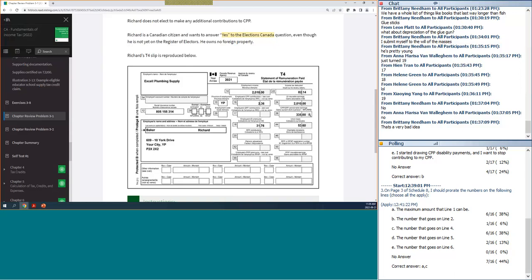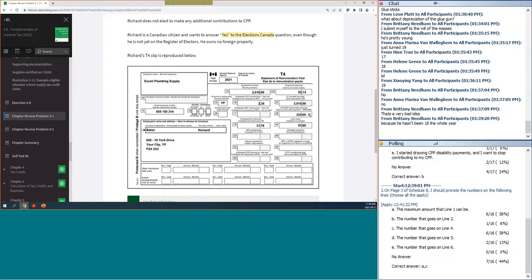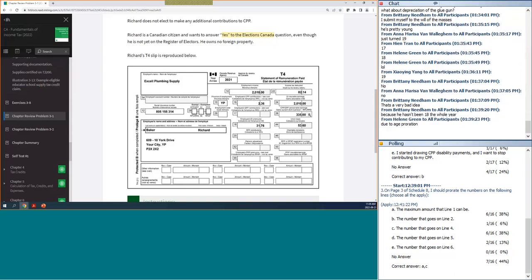Then we have insurable earnings and CPP. Why is his CPP pensionable earnings, his box 26, why is it lower than his box 14? It's 335. Because he hasn't been 18 for the whole year. We don't know how much income he earned before he turned 18 and how much income he earned after, but the employer does. So the employer has done that work for us. Our job is to take the employer's number and make sure we use it correctly on the return.